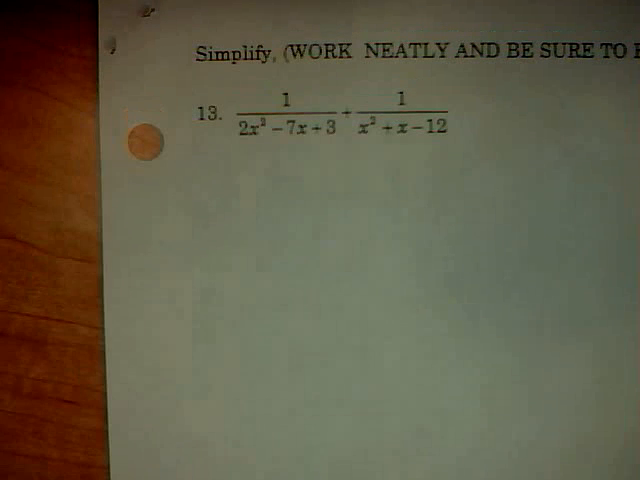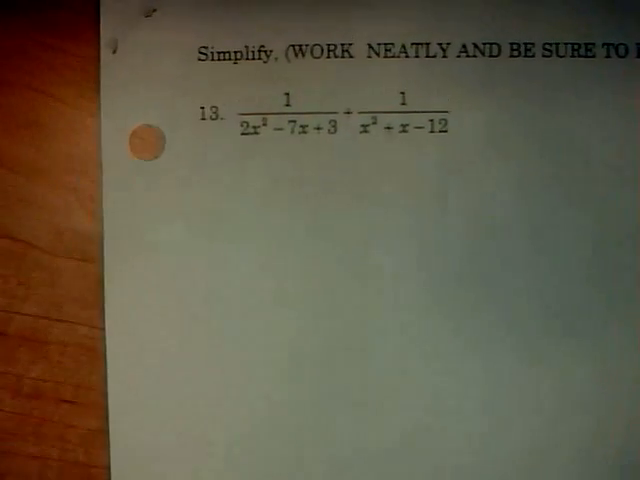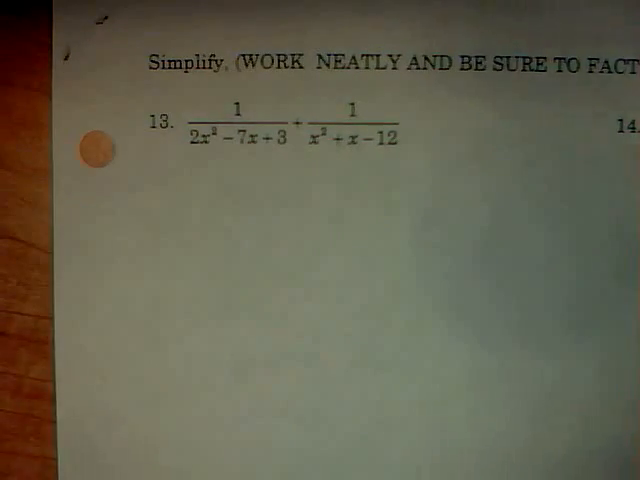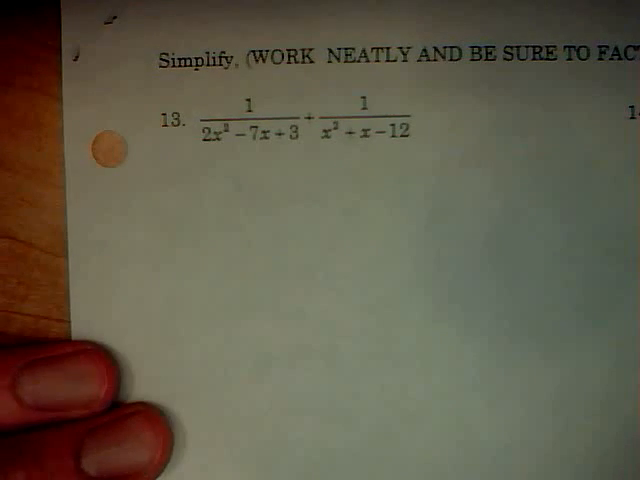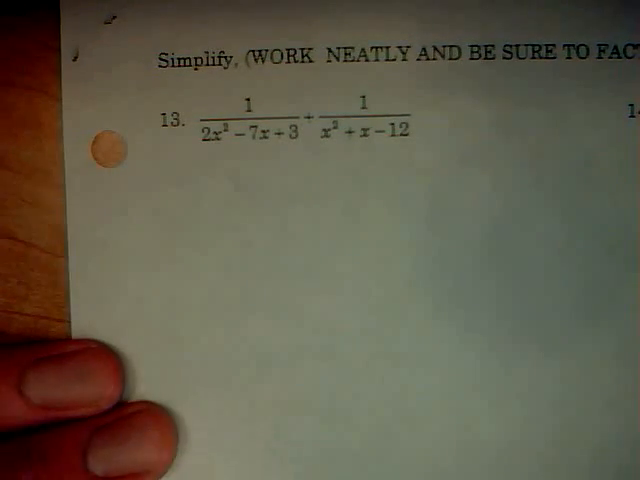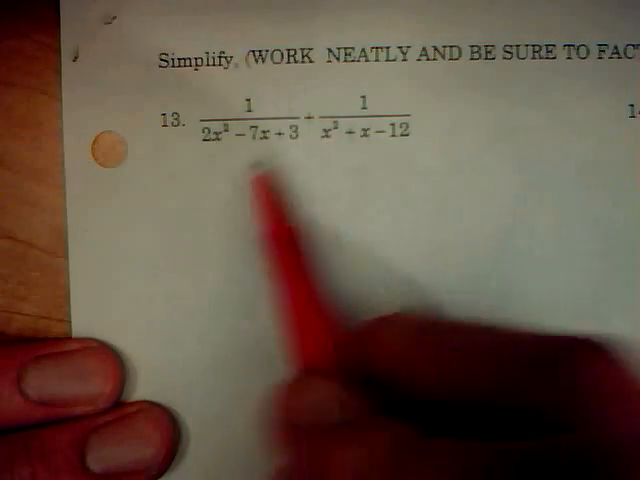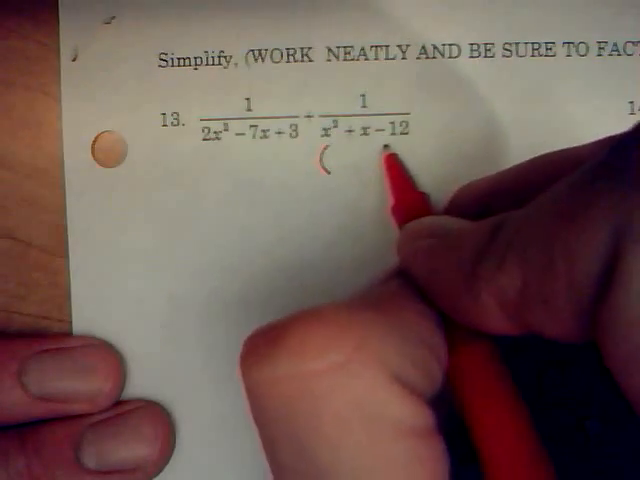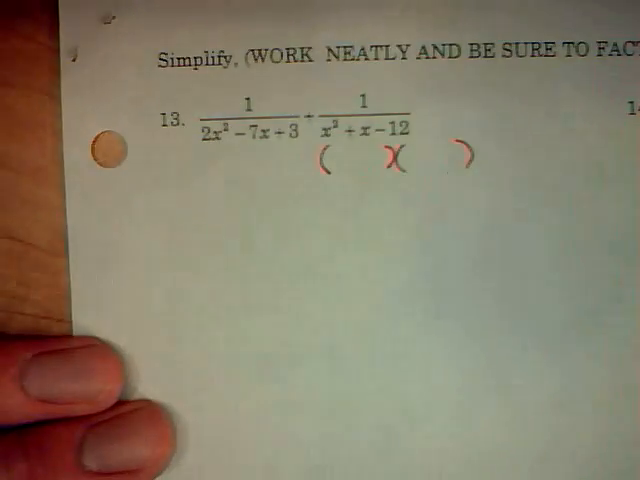Okay, at number 13 and 14, we're going to do another addition and subtraction question. So let's go ahead to 13. Looks like on number 13 we have some factoring that needs to get done first before we can come up with a common denominator. And as I look at this, the second fraction looks much easier to factor than the first. So I'm going to go ahead and try to factor this second fraction first.